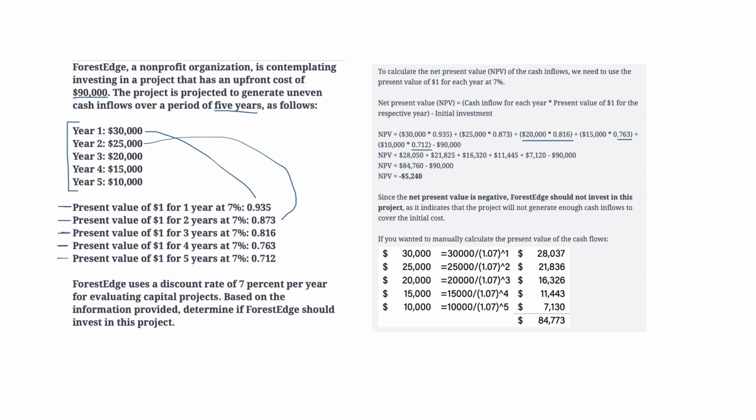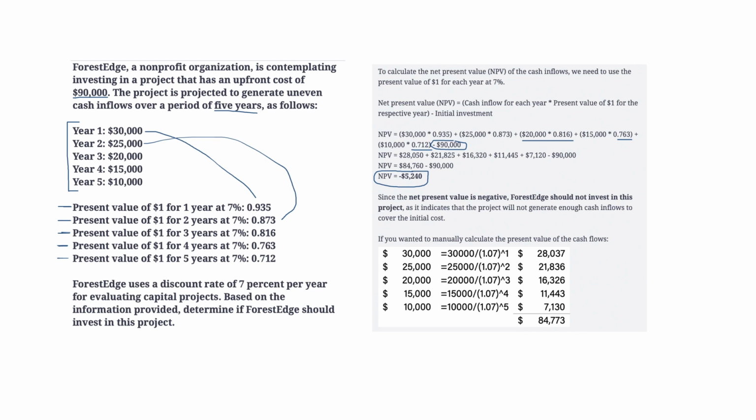So then that brings you to the present value of all of the future cash flows, and then you just subtract out your initial investment of 90,000. So we then have a negative net present value of 5,240. So since it's negative, we do not invest in this project.